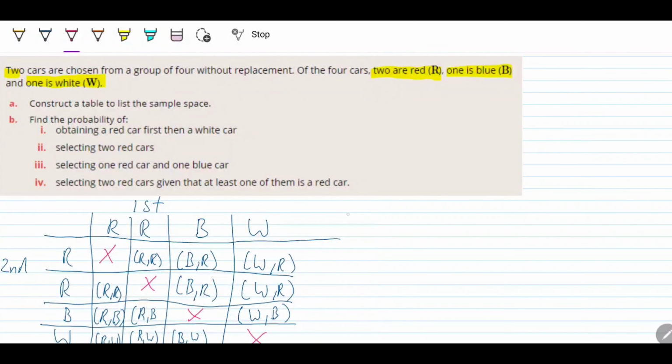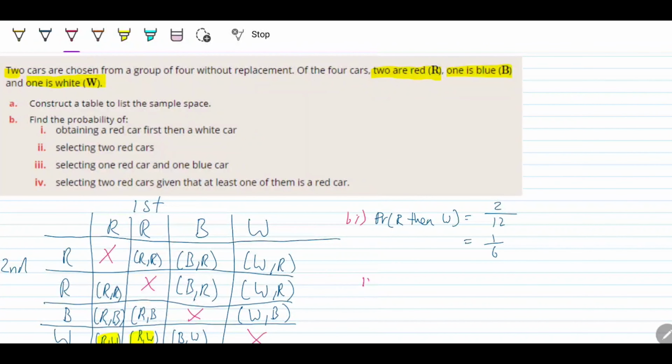So in part B, this is asking us to find the probability of obtaining a red car first and then a white car. So red, then white. We are looking for red and white, red and white. So the order matters in this one. So that will be 2 out of a total of 3, 4, 5, 6, 7, 8, 9, 10, 11, 12. So we can simplify this to 1 over 6.